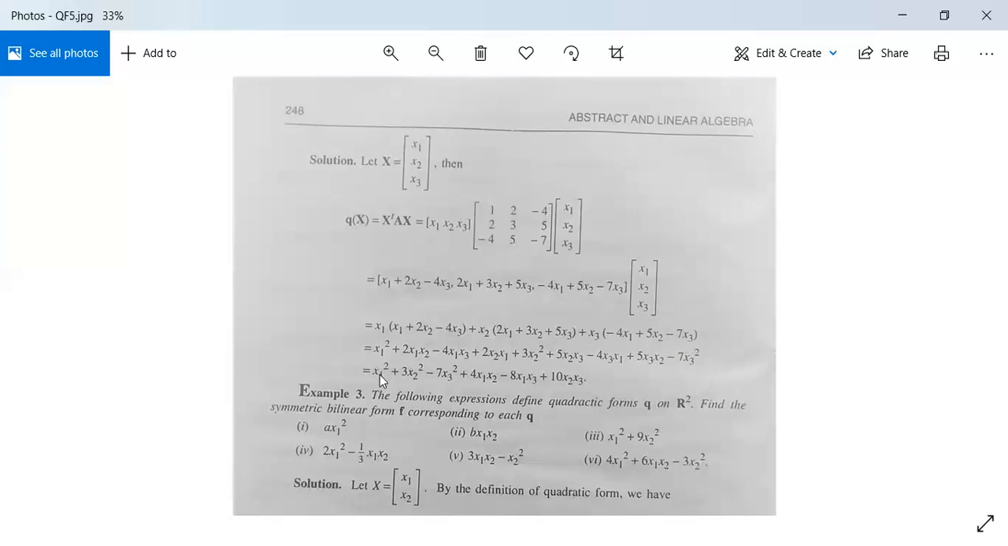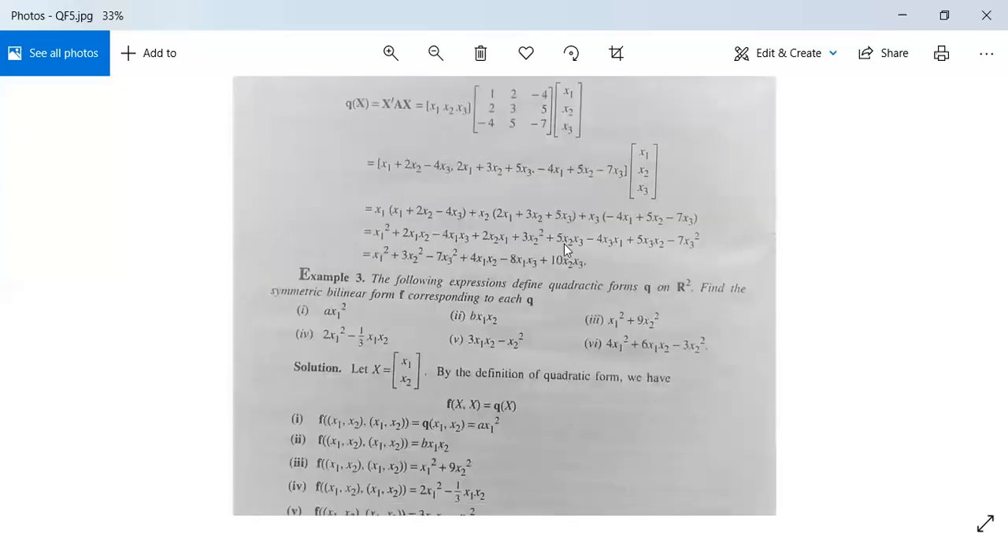So this is your x1 square plus 3x2 square minus 7x3 square. See here, plus 2x1x2 plus 2x2x1 means 4x1x2, and minus 4x1x3 minus 4x3x1 means minus 8x1x3, plus 5x2x3 plus 5x3x2 means plus 10x2x3. So this is the method to represent a symmetric matrix as a quadratic form. This type of problem you will find in your question paper. So you just need to practice this type of example.